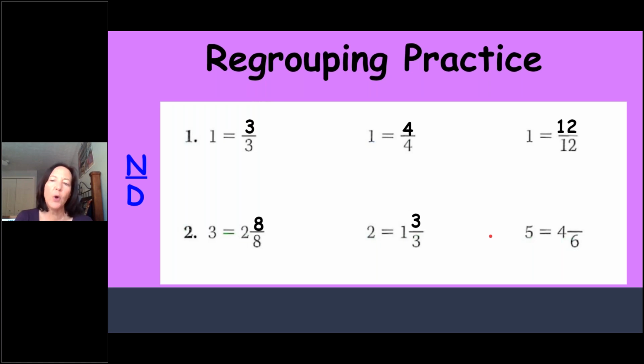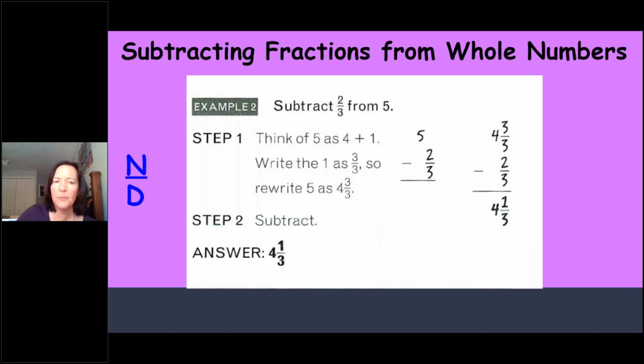5 equals 4, and how many 6? It would be 6. That's it. Perfect. It would be 6. Now that one thing, when you're subtracting fractions, you do a lot of the same stuff over and over and over, kind of like we did on these practices. So hopefully it will kind of sink in.